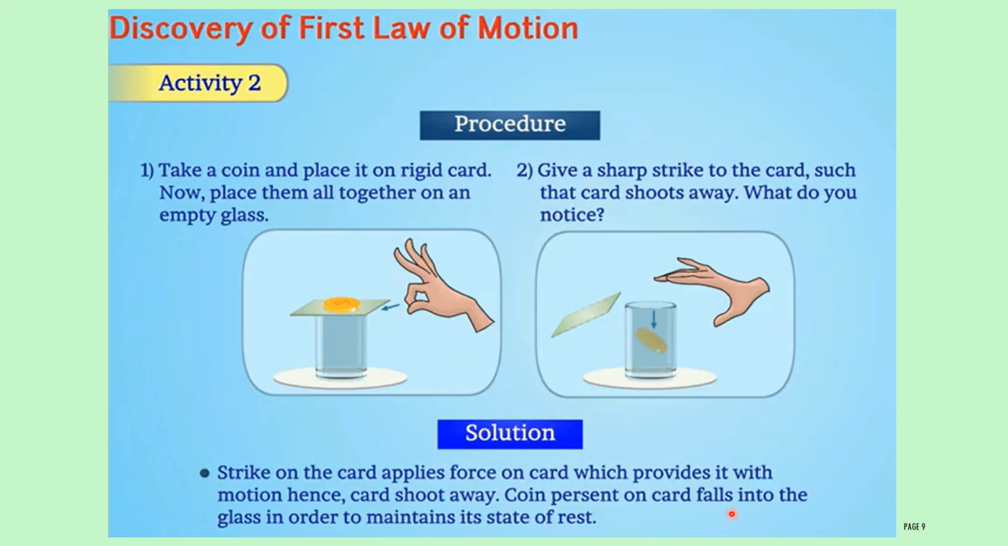The coin present on the card falls into the glass in order to maintain its state of rest, because you are applying a force only on the card. You are not applying a force on the coin. When you apply a force on the card, the card shoots away, but the coin has to maintain its state of rest, therefore it moves down. These are the best examples of Newton's first law of motion.